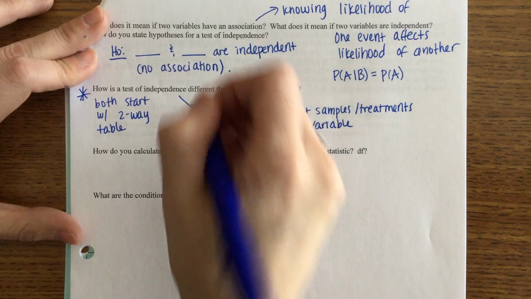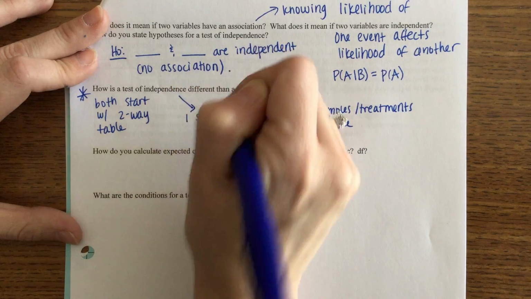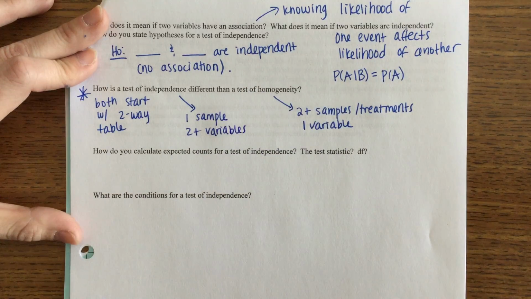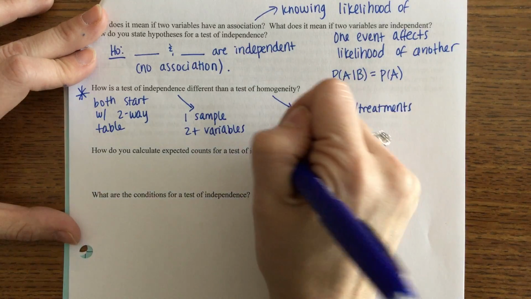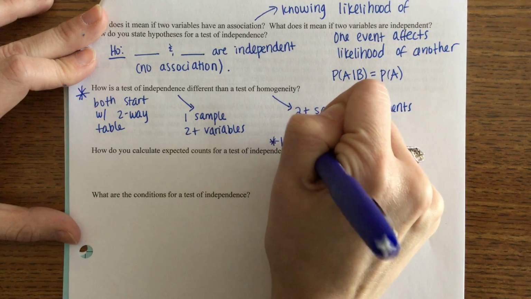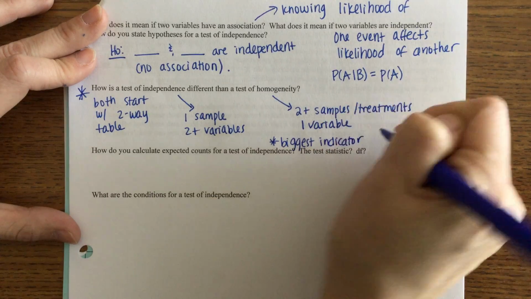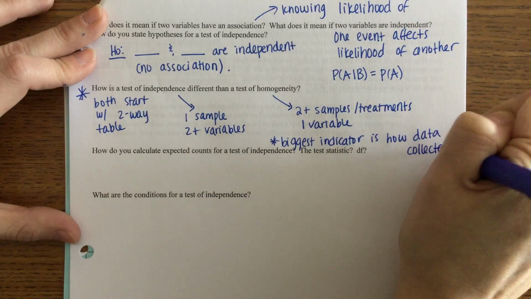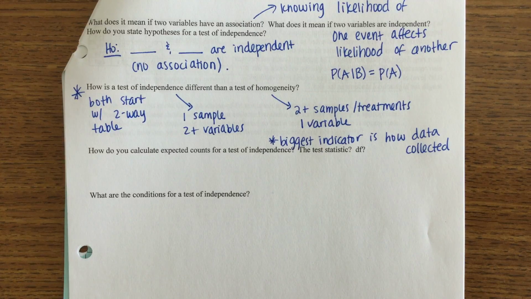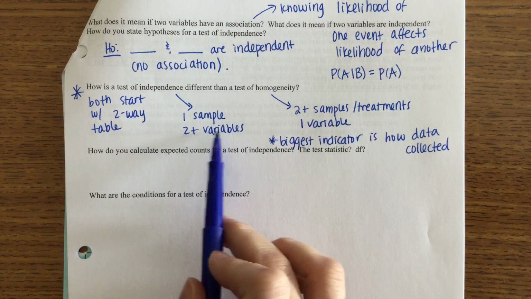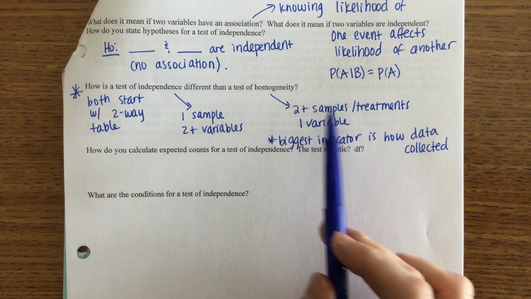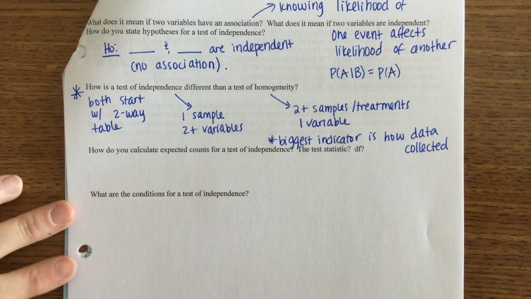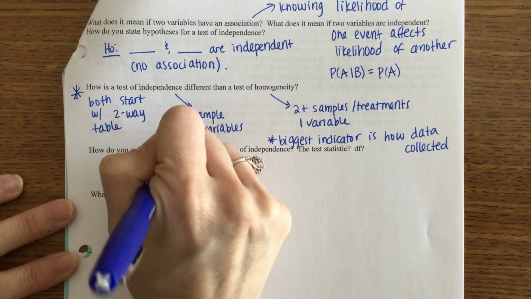Test for independence, you have a single sample, and then you have two or more variables. So the biggest indicator that's going to help you choose what test to use is how the data is collected. So was the data collected from a single sample and then people were asked multiple questions? Or were there multiple groups of people surveyed that were only asked a single question? How do you calculate the expected counts, the test statistic, degrees of freedom? Exactly the same as a test for homogeneity.